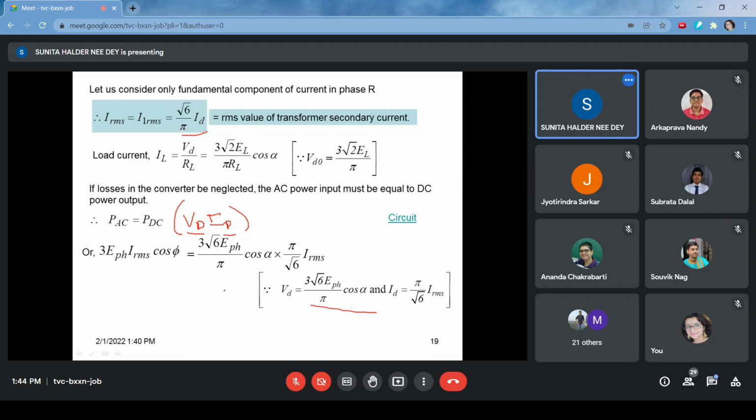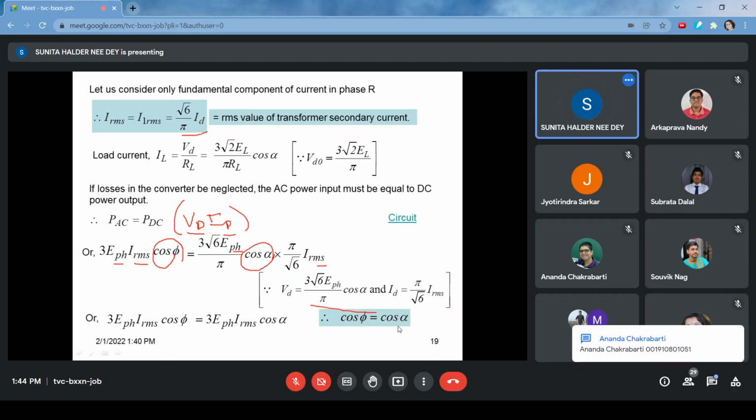In that way, now see, on both sides there is the phase, obviously, and IRMS is there. Now we can relate this cos phi with the alpha, and we shall get cos phi equal to cos alpha. Now you think, cos phi is the power factor angle of the AC side, and alpha is the firing angle of the thyristors, right? Now for the lossless converter, this relationship will be maintained. So cos phi will be cos alpha.